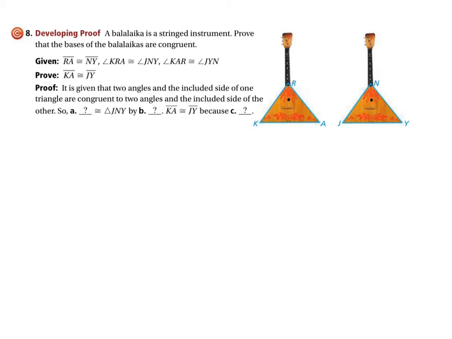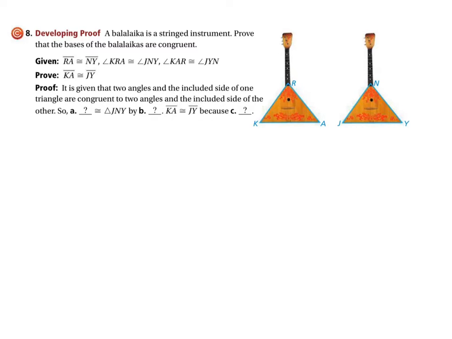Okay, balalaika is a stringed instrument. Some of you, I don't know how much exposure you have to the band The Beatles, but there's a song, Back in the USSR, that refers to the balalaika, which is a stringed instrument. Prove that the bases of the balalaikas are congruent. You can see that it's a triangle body of this instrument.